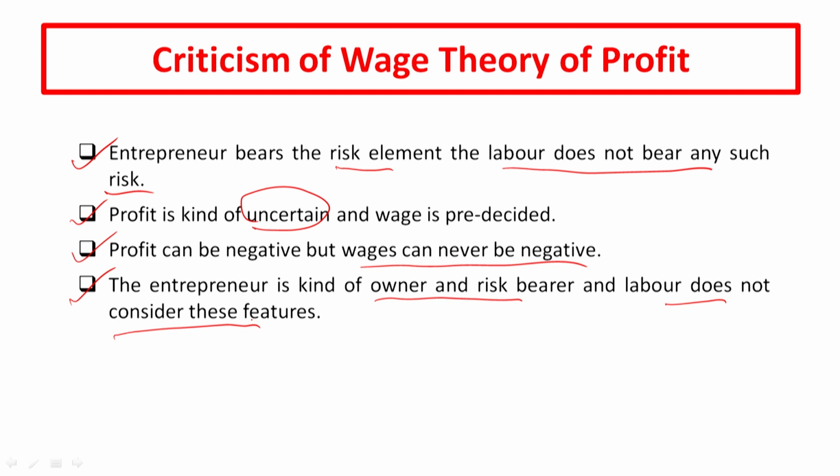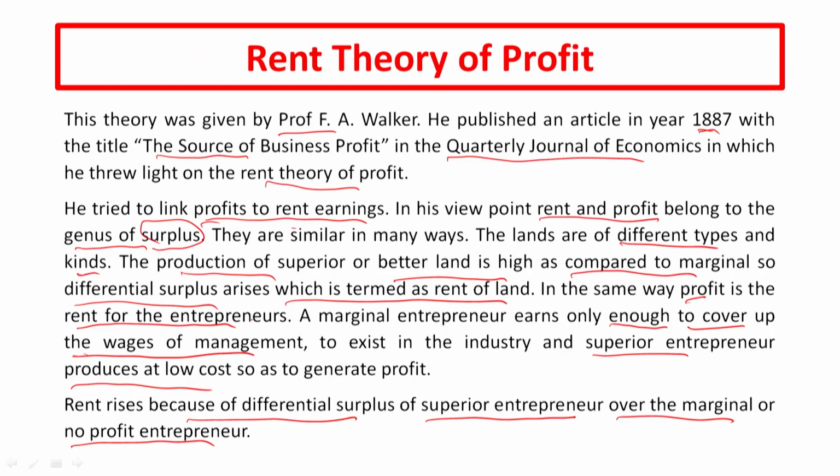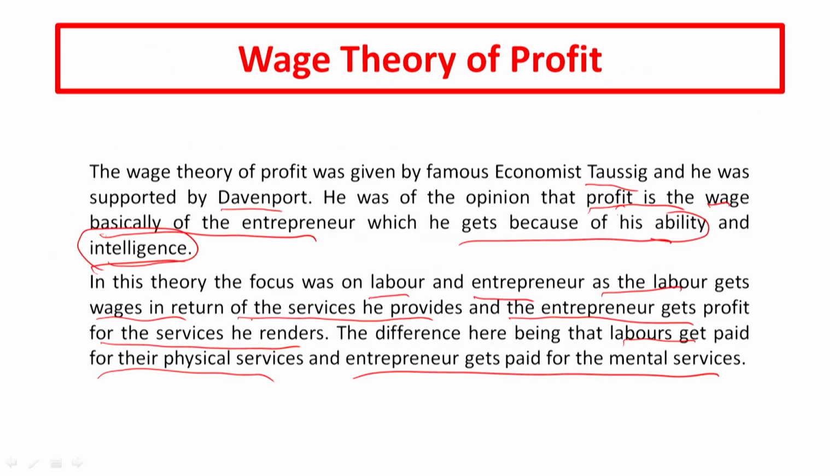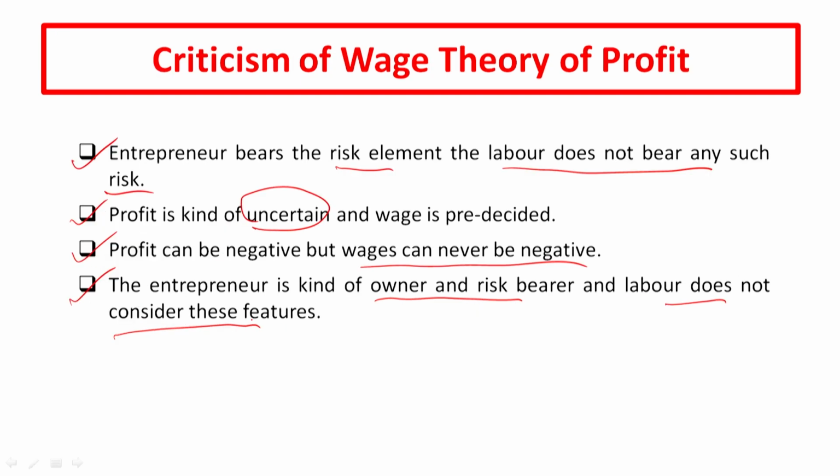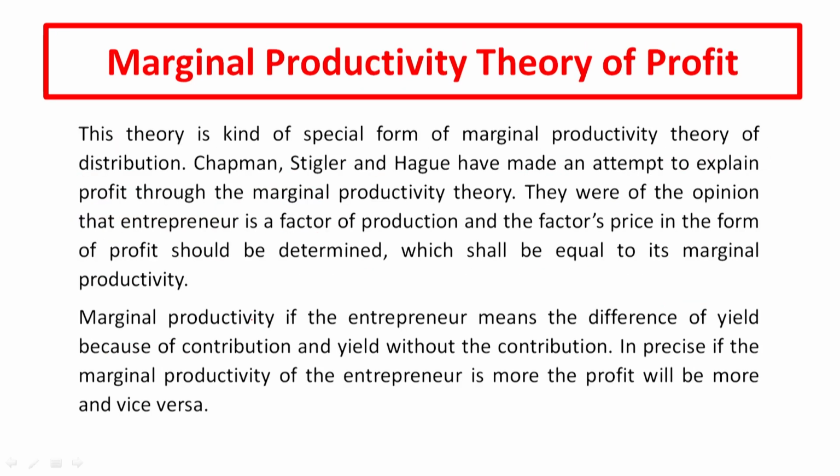I hope you understand the difference here: the rent theory of profit was focusing on linking profit with rent. Now we talked about linking the wage with the profit. Then we talked about the criticism. And the third theory now is the marginal productivity theory of profit. This theory is a kind of special form of marginal productivity theory of distribution. You are aware of the word marginal. The difference between the consecutive units is marginal.